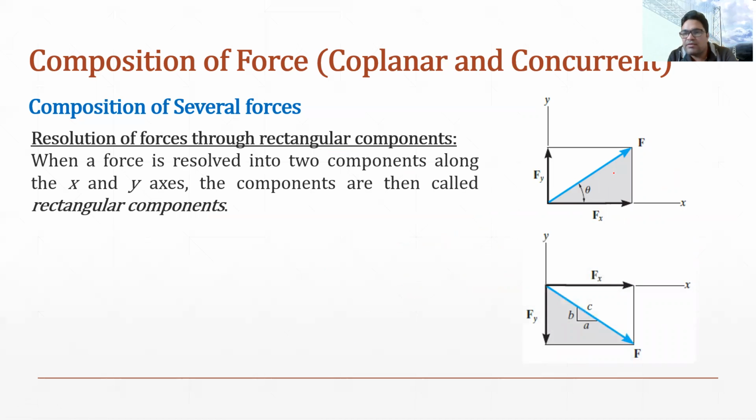Sometimes, like in the first case, the direction of the force is represented by this theta. Sometimes theta may not be given, and the direction may be represented by this small triangle formation. This small triangle is similar to the bigger triangle, which is like this one. So in that case, how do we find out Fx and Fy? That we will see in the next slide.